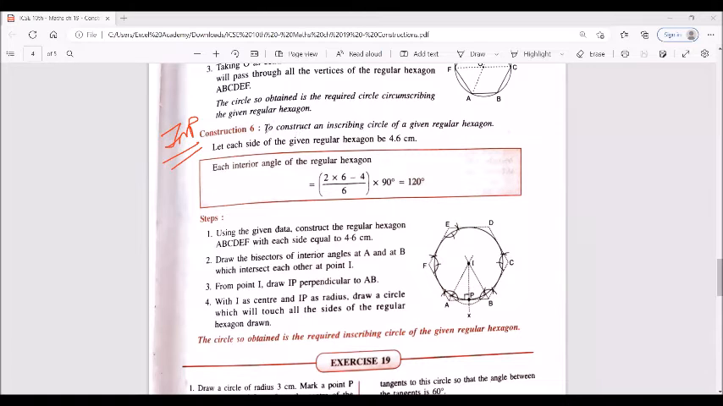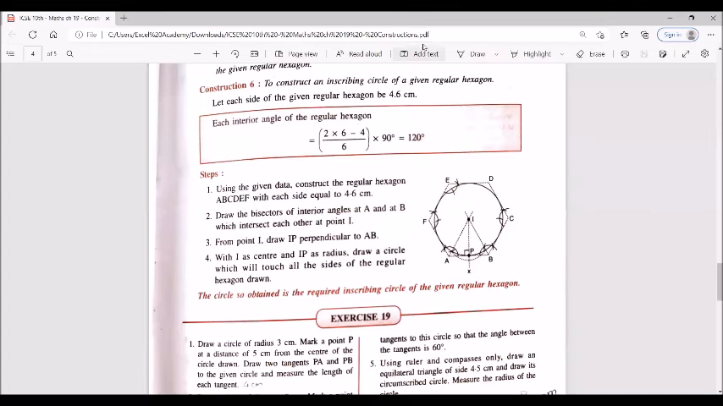So what does it mean to construct an inscribing circle? The circle is inscribed in the hexagon. The circle is inside and the hexagon is outside, of a given regular hexagon. Here the side is 4.6 centimeter. Again, each interior angle of a regular hexagon is always 120 degrees. I told you the formula last time. So what you have to do is construct a regular hexagon using side 4.6 centimeter, correct? Then draw the bisectors of interior angles.